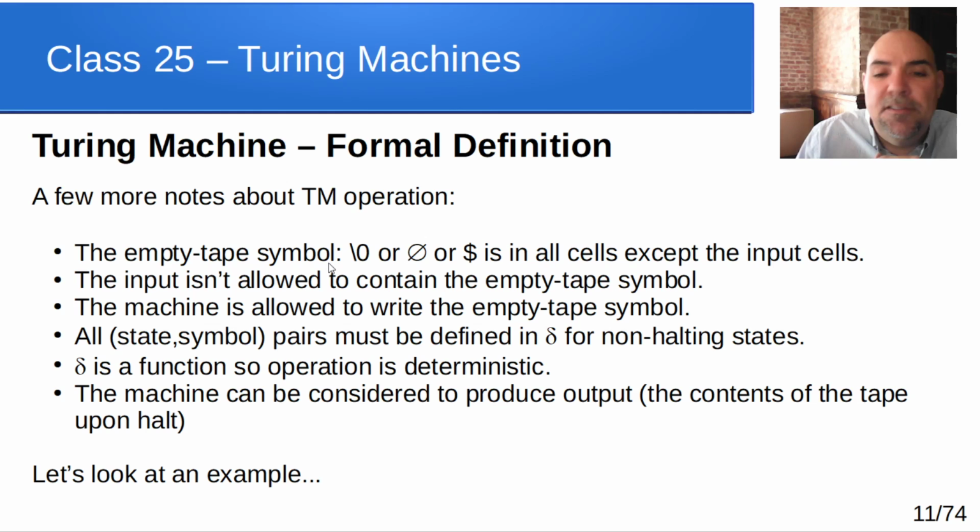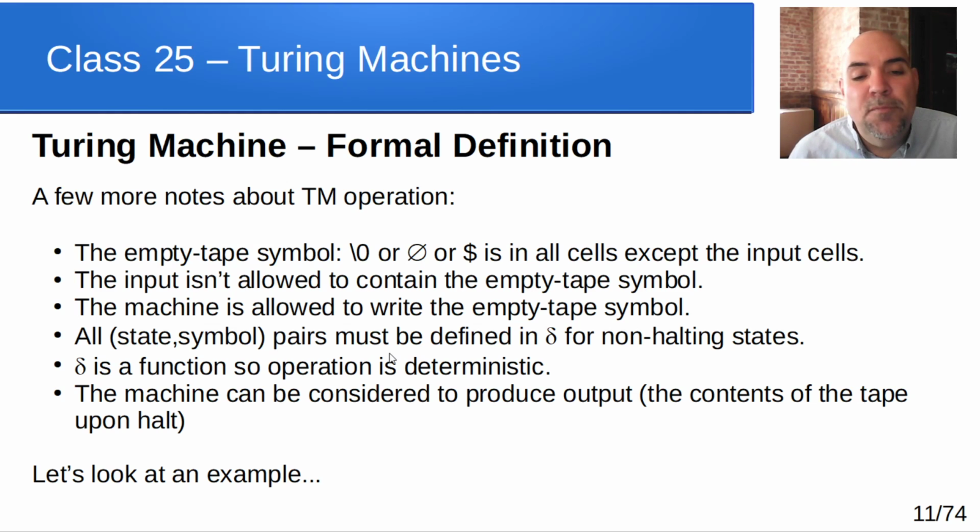But anyway, whatever the empty tape symbol is, it's in all of the cells except the input cells. In other words, that infinite tape that goes in both directions, all of those cells are empty except for where the input is. And since the input alphabet cannot contain the empty tape symbol, you're guaranteed that the input is isolated and not to be confused with empty tape. The input's not allowed to contain the empty tape symbol. The machine is, however, allowed to write the empty tape symbol.